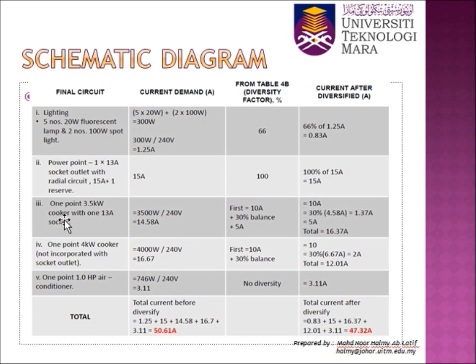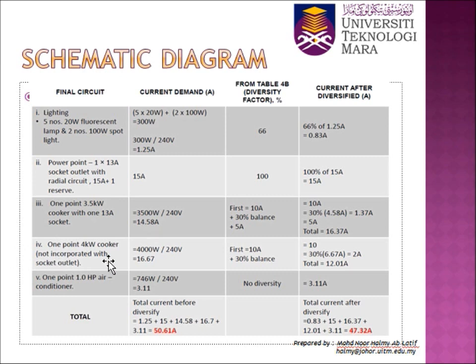Next, 1 point of 3.5 kilowatt cooker with 13 ampere socket. Okay, so first you get the current demand, and then from the table, please read carefully. So untuk 3.5 kilowatt cooker with 13 ampere socket, the first amount is 10 amperes, and then you need to plus 30% of the balance, and next plus 5 amperes. Okay, so this is the new current.